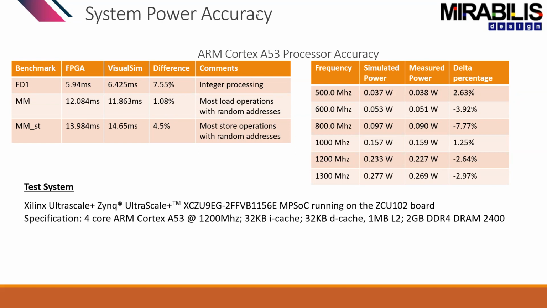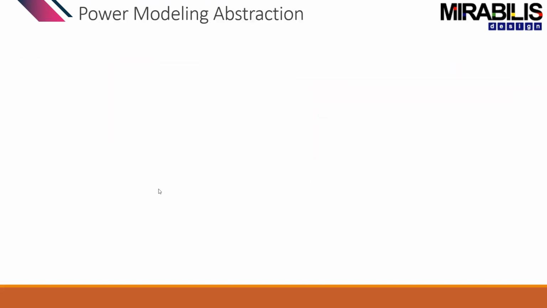If you look at this, on the left-hand side you see the performance accuracy. On the right-hand side, you see the power accuracy. This is a scenario where we're using an ARM Cortex-A53 within an UltraScale Zynq SoC FPGA device. Now, before we get into detail on how the underlying technology works, how you define the different power states or the power values, let us look at the different levels of power abstraction.